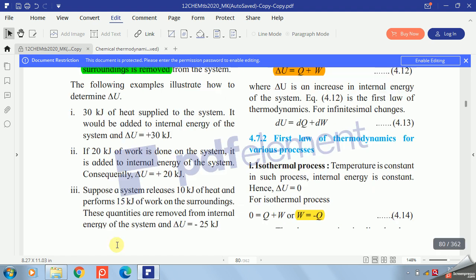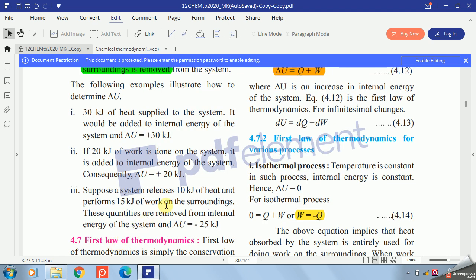Suppose the third case is, a system releases 10 kilojoule of heat. Release means minus, so Q is minus 10 kilojoule, and it performs 15 kilojoule of work on the surrounding, so again W is minus 15 kilojoule. So how much internal energy is decreased? It is minus 10 minus 15. So delta U is equal to minus 25 kilojoule.